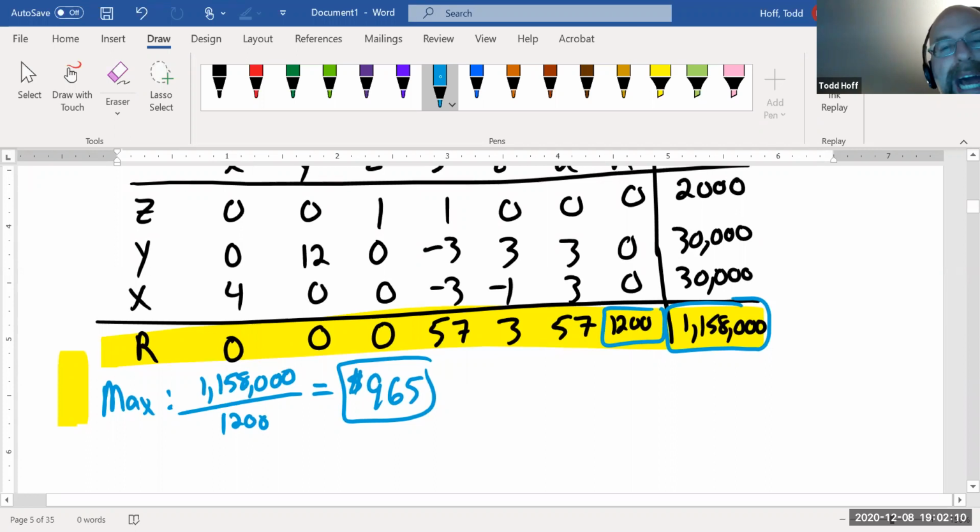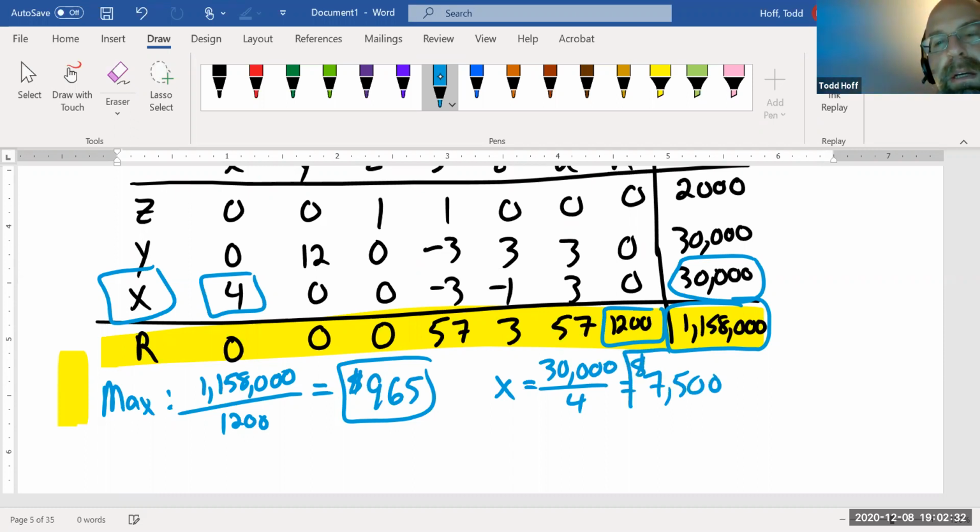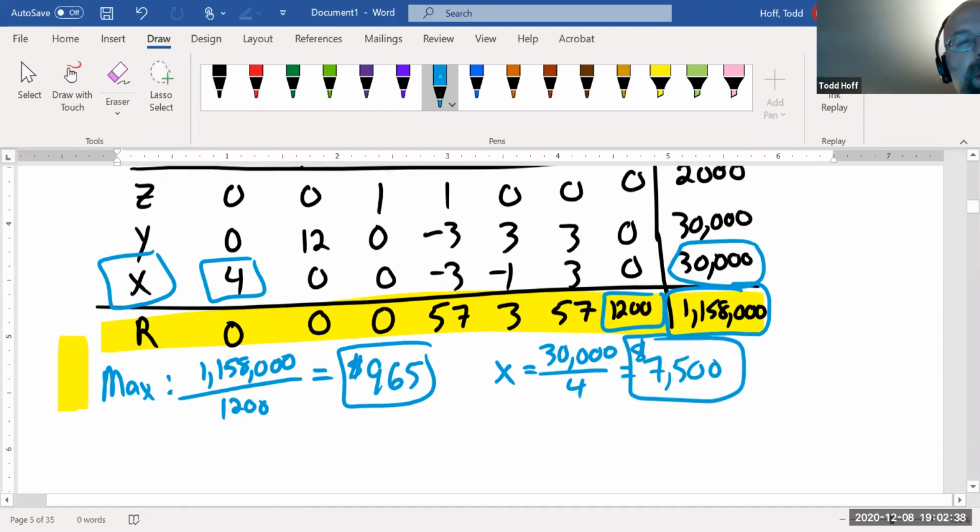The value for X: this is row X, so that's the row that we would find the solution for X in. We take the number in this last column divided by the number in the X column. So 30,000 divided by 4, which is 7,500. X, remember, was municipal bonds, so we're going to invest 7,500 in municipal bonds.